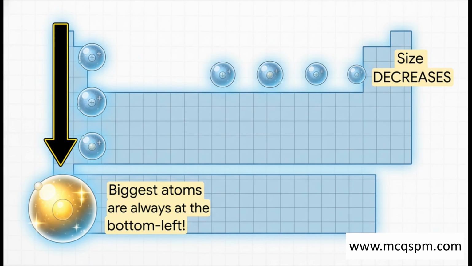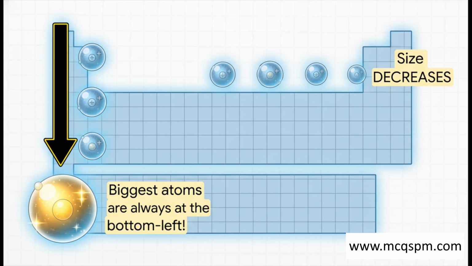Okay, going down a group, the atoms get bigger. That one's easy to remember. Every time you go down a row, you're adding a whole new shell of electrons, so of course the atom gets bigger. But going across a period, from left to right, this is the weird one. The atoms actually get smaller.